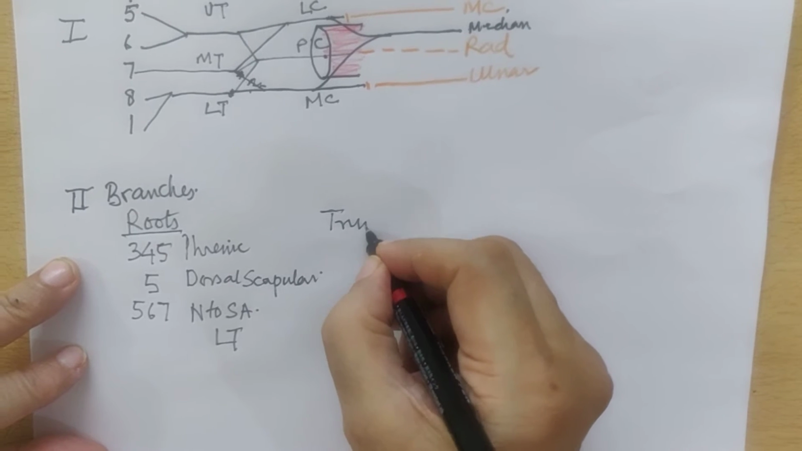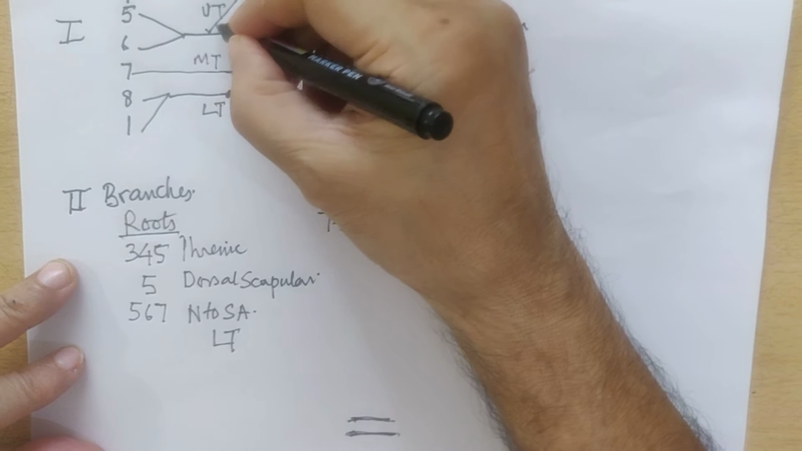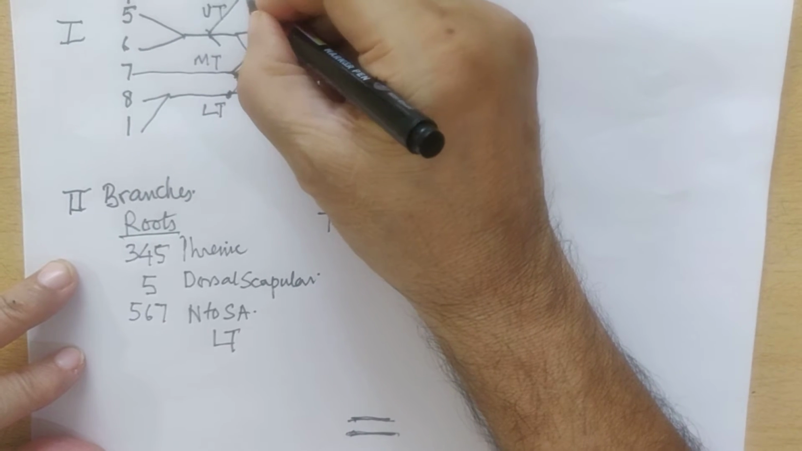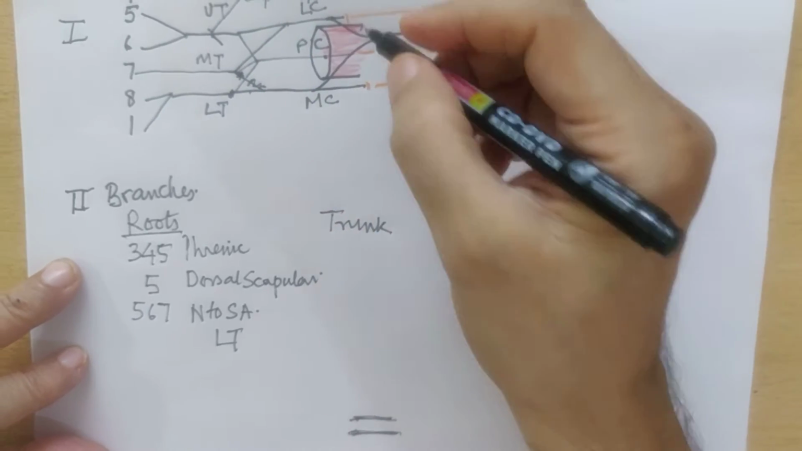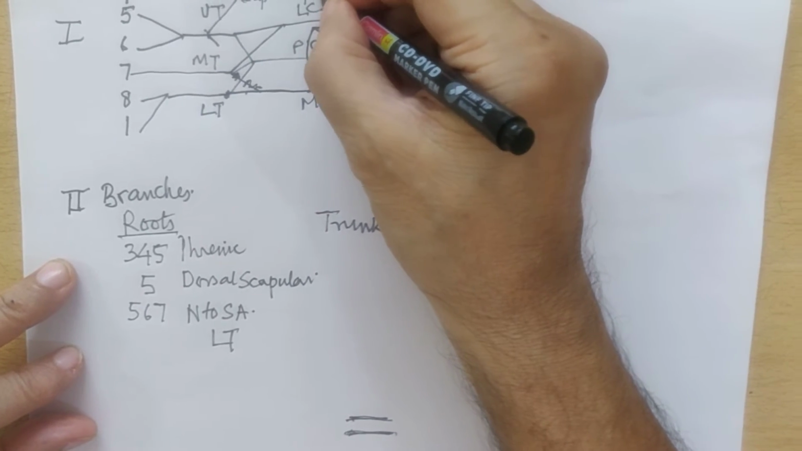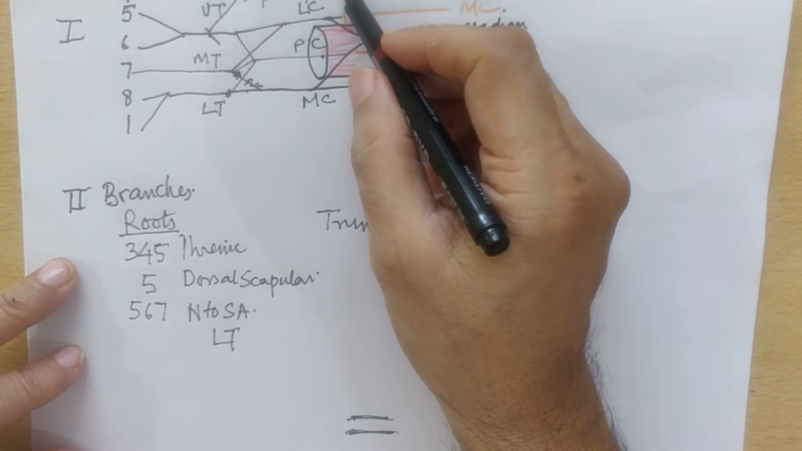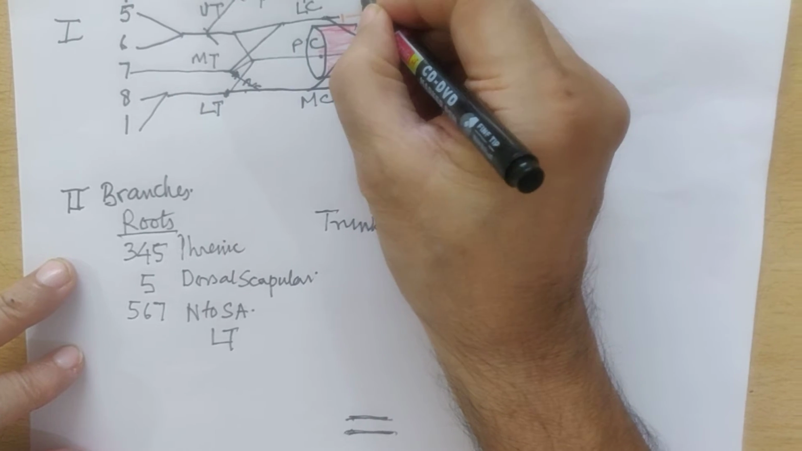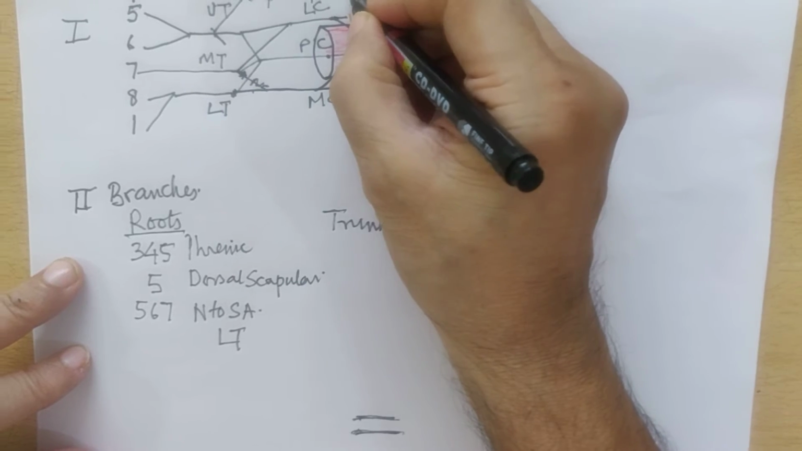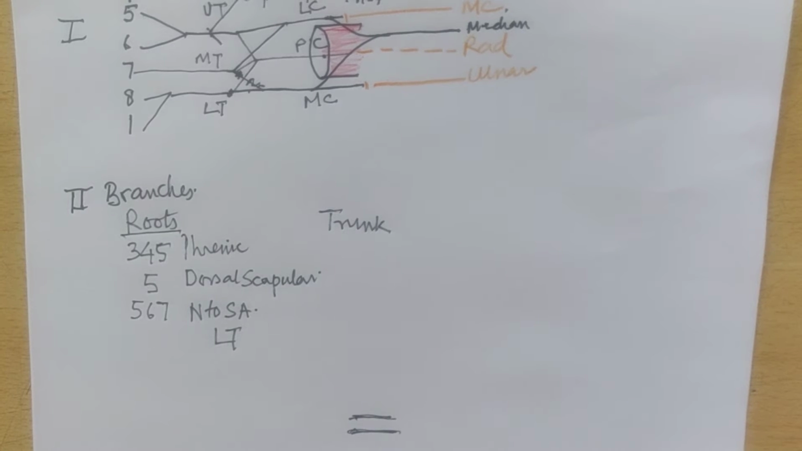Trunks. The upper trunk only gives branches, and there are two branches to it. The suprascapular nerve, which passes through the suprascapular notch of the scapula and supplies the supraspinatus and infraspinatus. Now you should be able to know these names, because I hope you have seen the previous videos and you know the osteology of the scapula.